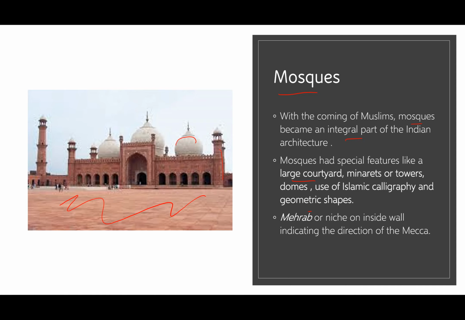Mihrab or niche on the inside wall indicating the direction of Makkah was also important. So the mihrab was just like a little niche in the wall which indicated the direction of Makkah.